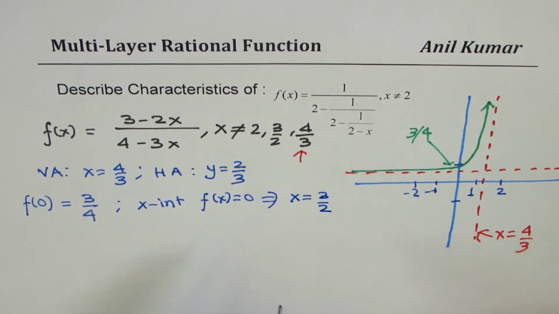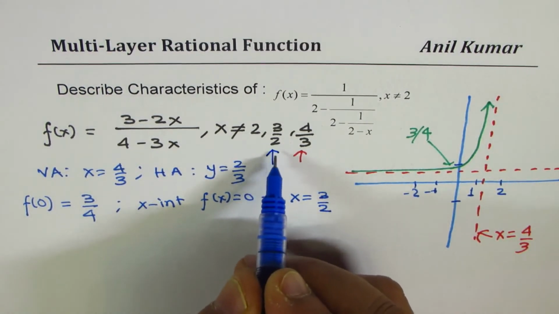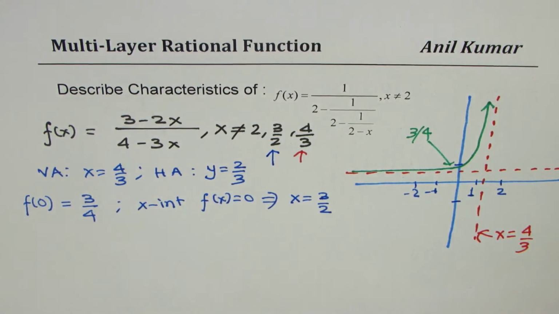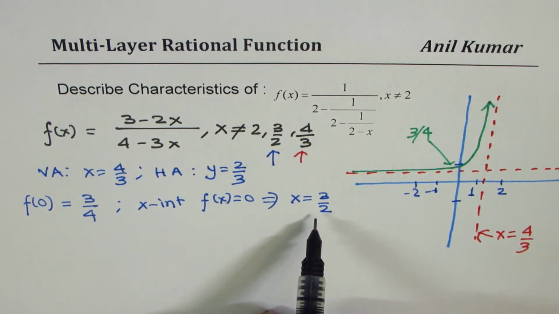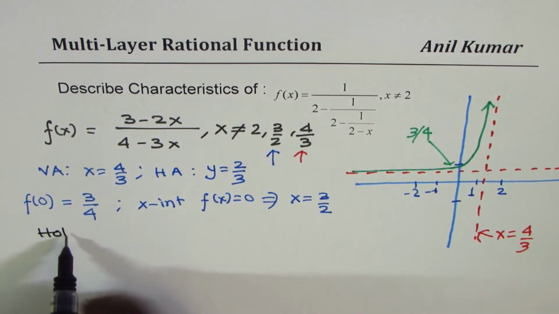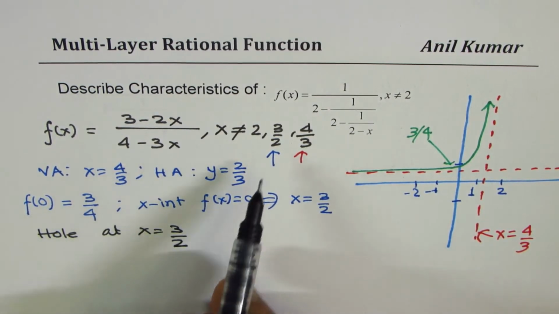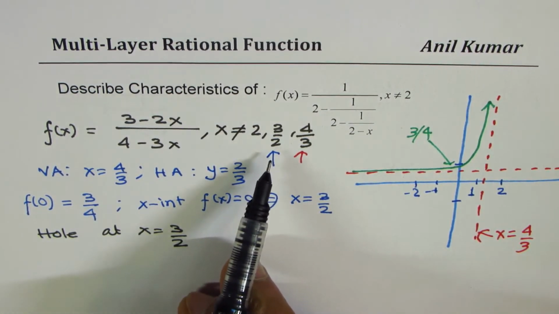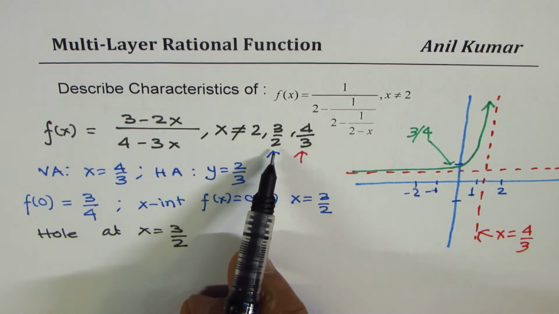That implies 3 minus 2x is 0, or x is equal to 3 over 2. So that means x equals 3 over 2, but 3 over 2 is a restriction also, right? So since 3 over 2 is a restriction also, what we can say here is that we will have a hole at 3 over 2, right? So we have a hole at x equals 3 over 2, since while we were simplifying the expression, we did see that at one point the denominator was 0.